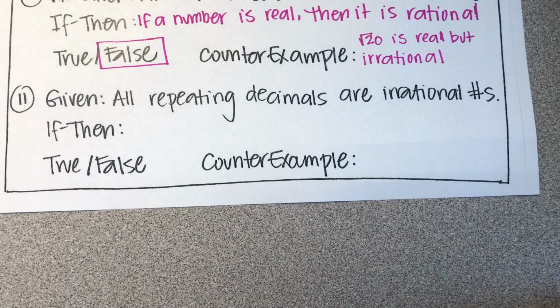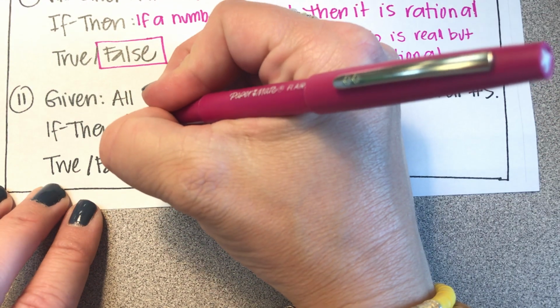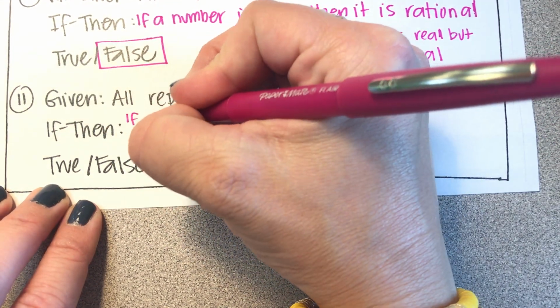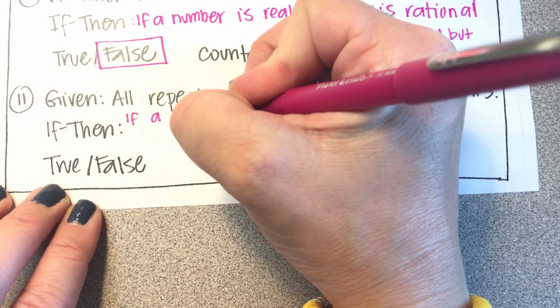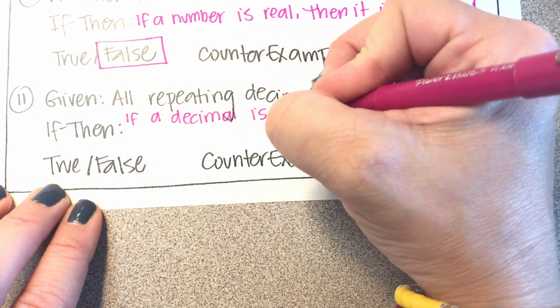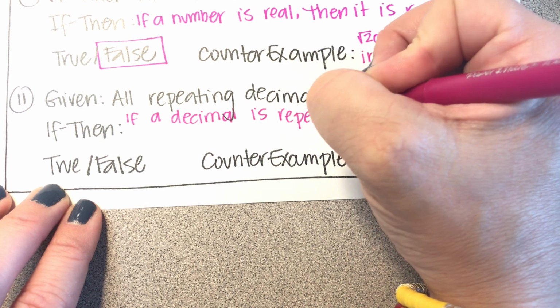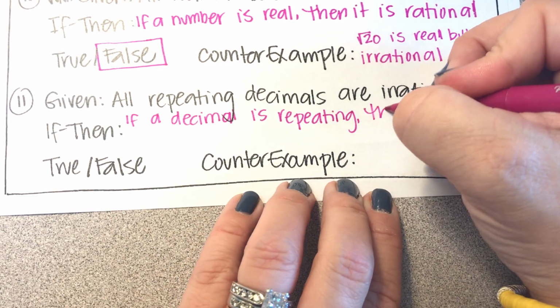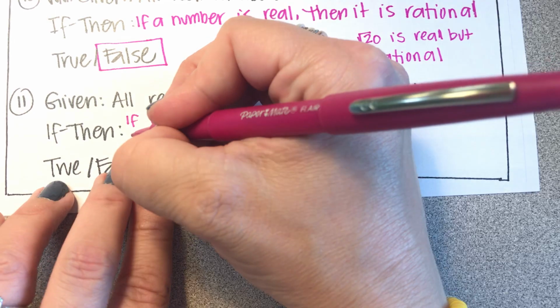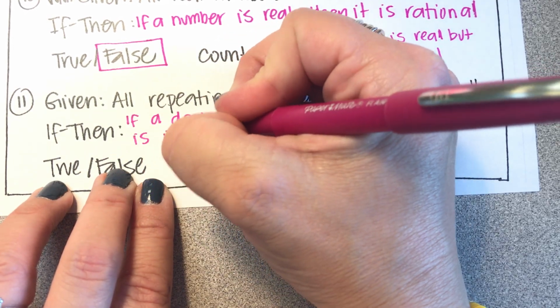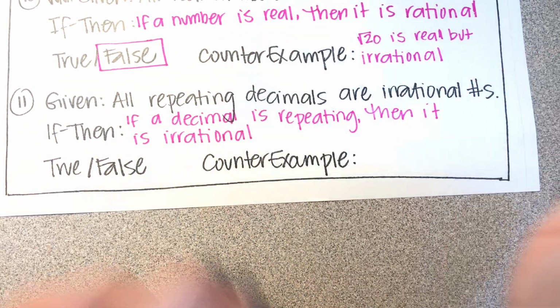Okay, and look at this last one. All repeating decimals are irrational numbers. So if it is repeating, then it is irrational, right? The statement is saying if a decimal is repeating, then it is irrational. Is that true or false?